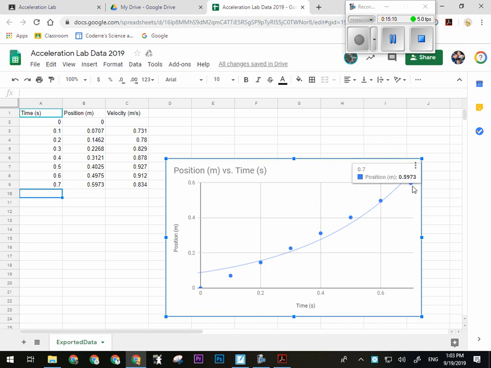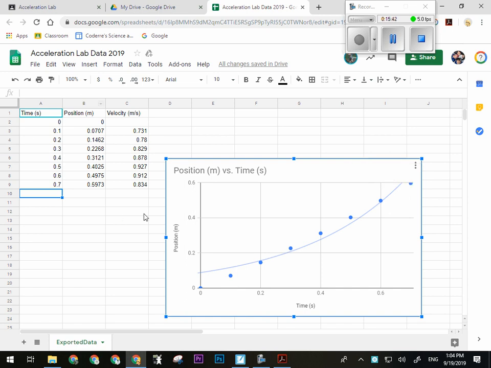Now, if you look on here, guys, if you highlight or put your cursor over any of the points, it gives you their values. Spoiler alert, you're going to need that number when you're answering question number 2. Remember you're supposed to calculate the displacement from the position versus time graph. You're going to need this number right here to do that, as it represents the final position of the cart.